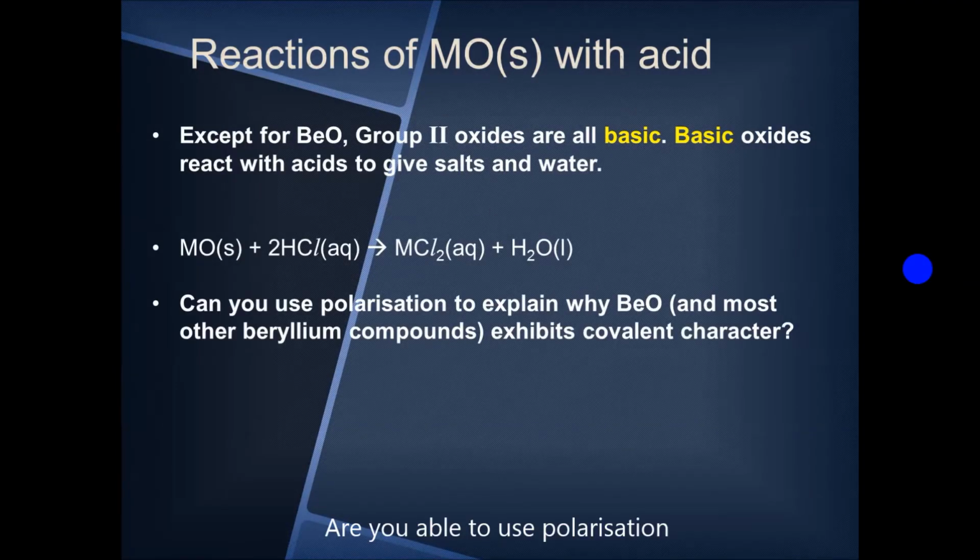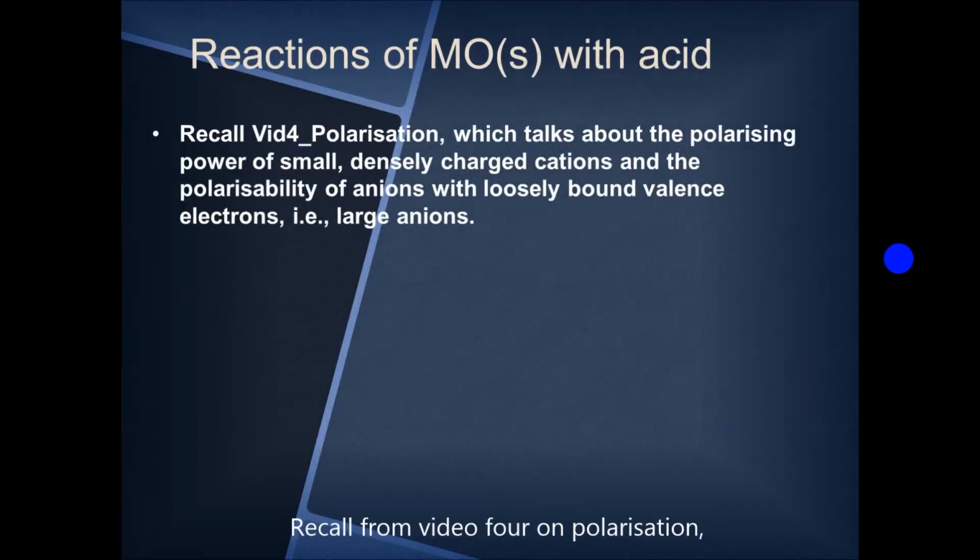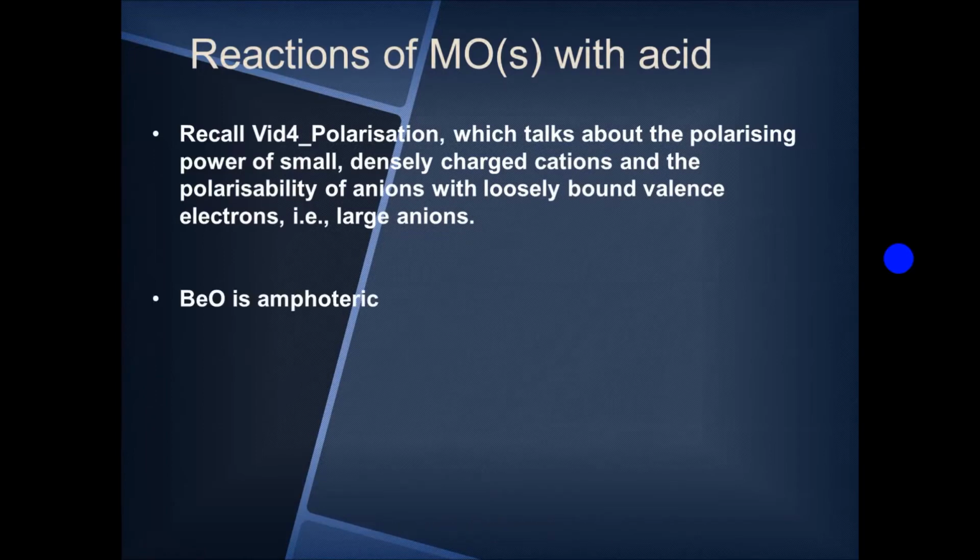Are you able to use polarization to explain why beryllium oxide and most other beryllium compounds exhibit covalent character? Recall from video 4 on polarization, where we talked about the polarizing power of small densely charged cations and the polarizability of anions with loosely bound valence electrons. But in this case, are you able to tell who is the smallest, most densely charged cation?